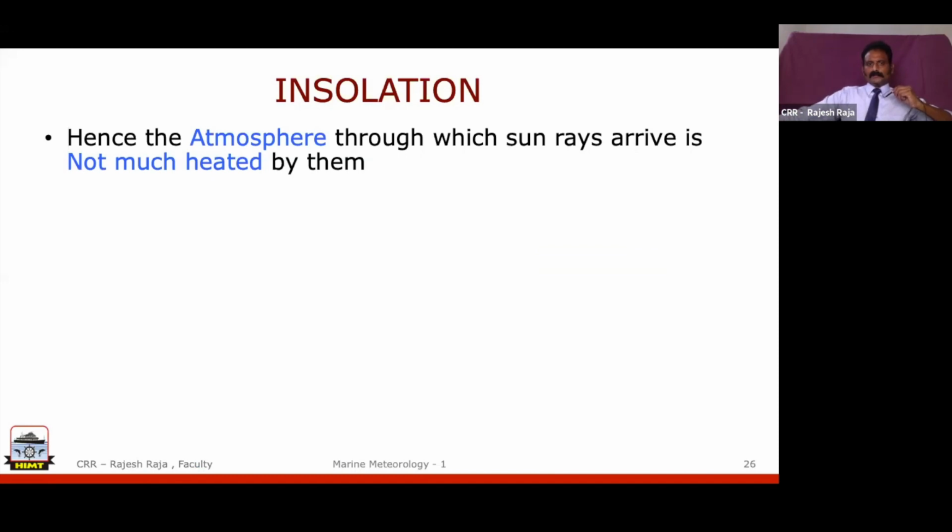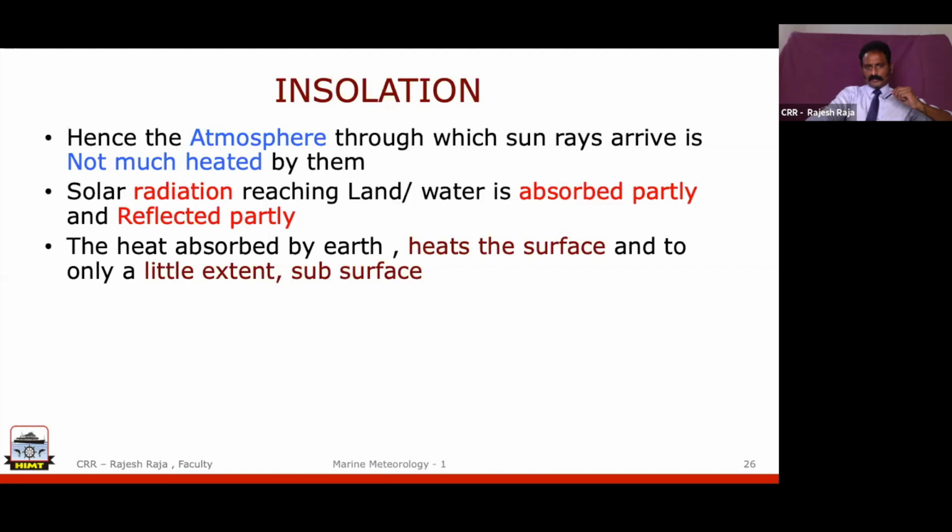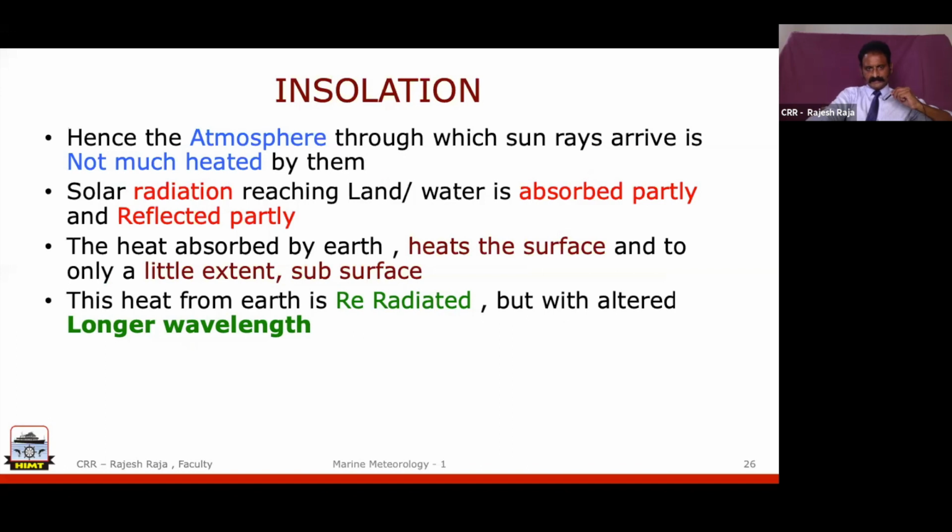Now, because of this property, the atmosphere is not heated directly by the sun's rays. The solar radiation which reaches the earth is partly absorbed and partly reflected. Now, this heat absorbed does not go too much down into the surface. We already saw the property of land. It will go to some extent. And this heat which is absorbed by the earth is re-radiated. But the property of this re-radiated emission is different because now the wavelength is changing. It becomes longer wavelength. It has a different property.